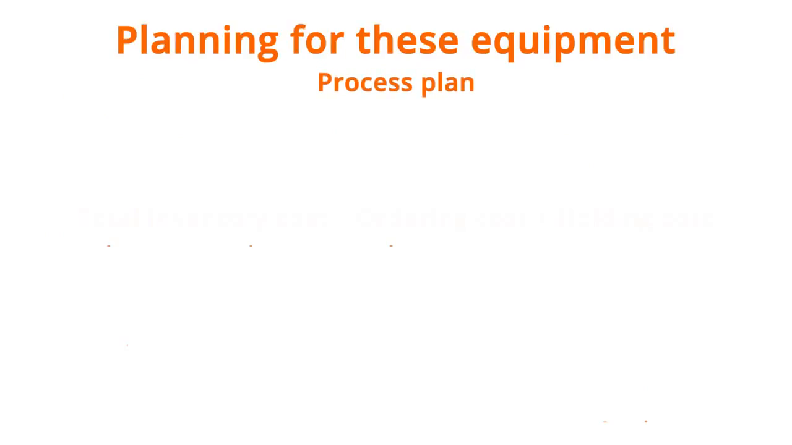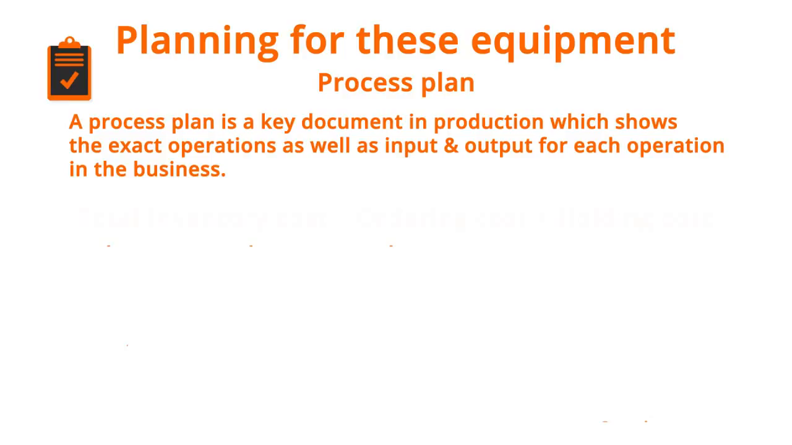We look at the process plan. Why is a process plan important? Let's define what a process plan is. A process plan is a key document in our production. It allows us to know the exact operations and the inputs and the outputs for each operation in the business. In this way, we are able to know the material usage that will be needed to produce a unit of any of our products in our businesses. So it's advisable that SMEs in production do have a process plan to enable them achieve effective productivity.